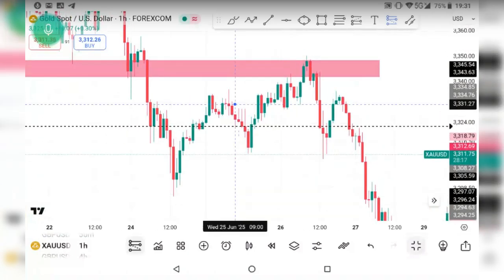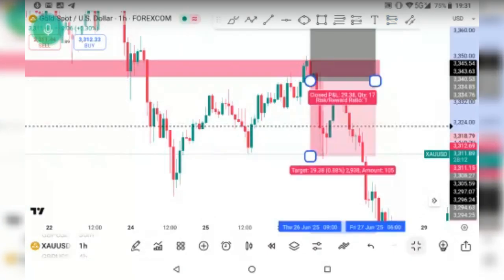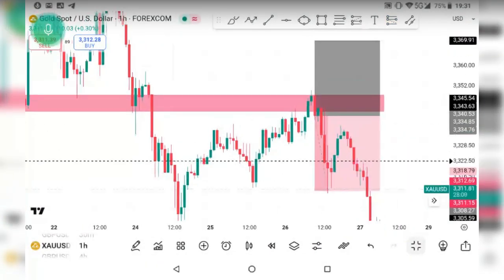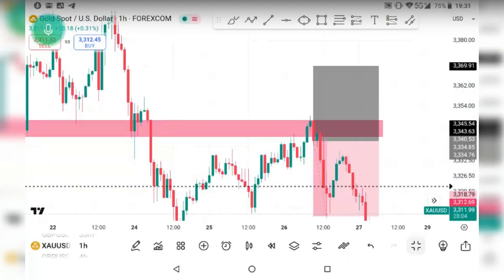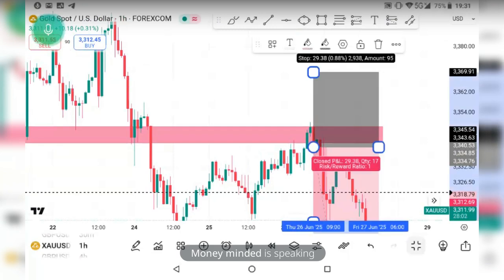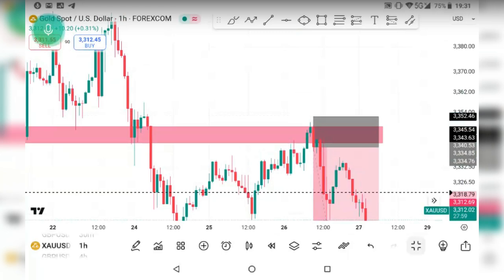That will be where you'll be placing your entry. You'll be taking your sell from there. You target in 1:2.50. Like I said, stop loss a little bit above your resistance rectangular tool, like this.